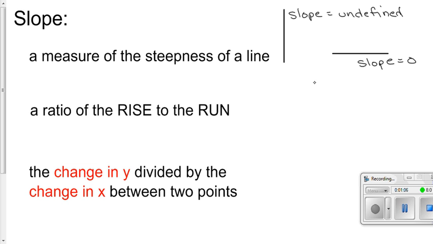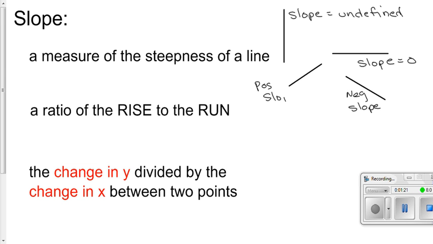And then we've got a positive sloping line. It's going uphill. And a negative sloping line. It's going downhill. So this one would have a negative slope, and the other one would have a positive slope.